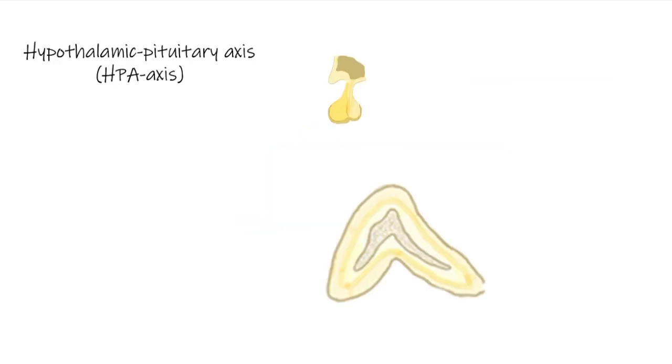Cortisol secretion is regulated by the hypothalamic-pituitary-adrenal axis, or HPA axis. The hypothalamus releases corticotropin-releasing hormone, or CRH. CRH travels through the hypothalamic-pituitary portal circulation to the anterior pituitary, where it stimulates the release of adrenocorticotropic hormone, or ACTH. ACTH then enters the systemic circulation and travels to the adrenal cortex, where it stimulates cortisol synthesis and secretion from the zona fasciculata. Cortisol negatively feeds back on both the hypothalamus and anterior pituitary, decreasing CRH and ACTH secretion.